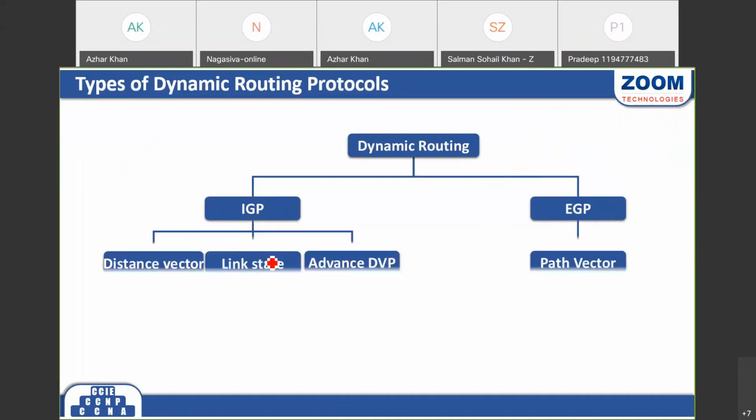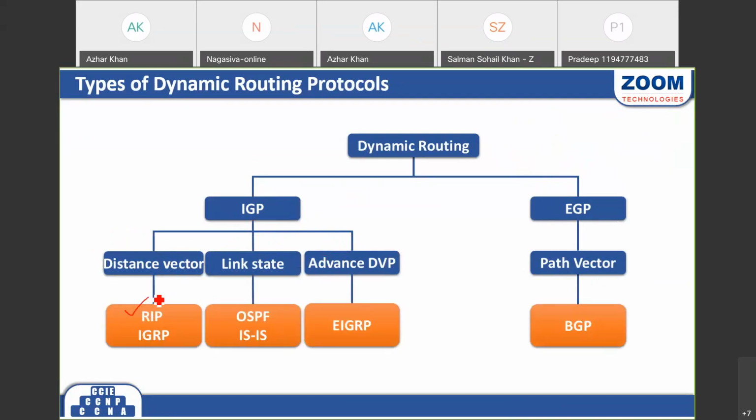Under IGPs we have three types of protocol: distance vector protocol, link state protocol, and advanced distance vector protocol. What is distance vector, link state, advanced distance vector, we will discuss. Okay, these are types. Under EGP we have path vector protocol. Under distance vector protocol we have RIP and IGRP, Routing Information Protocol and Interior Gateway Routing Protocol. Under link state protocol, OSPF and IS-IS. Under advanced distance vector protocol we have the Enhanced Interior Gateway Routing Protocol, EIGRP. This is a hybrid of distance vector protocol and link state protocol.